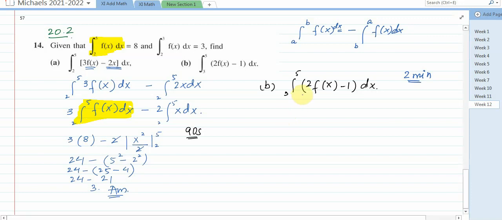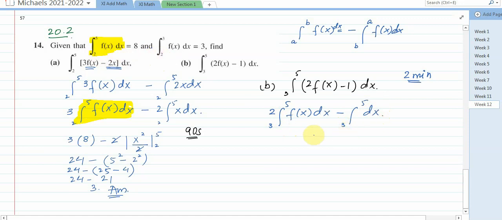Alright, first I need to apply the sign of integration to both of these terms. So it will be 2 integral of 3 to 5 f of x dx minus integral multiplied by 1, it will be integral of 3 to 5 dx, right? From 3 to 5, do we have a value of the integral from 3 to 5? If you observe, I think we don't have the exact value from 3 to 5.